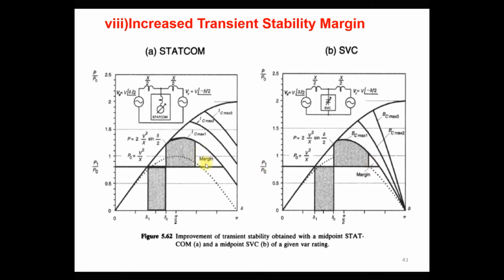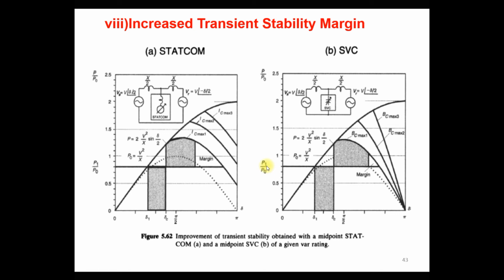So it means that the SVC provides less margin. It means that with the SVC your system becomes less stable as compared to the system with the STATCOM. Clear? Because that provides more stability margin as compared to the SVC. So this is another advantage of using the STATCOM in the power system: to increase the transient stability margin.